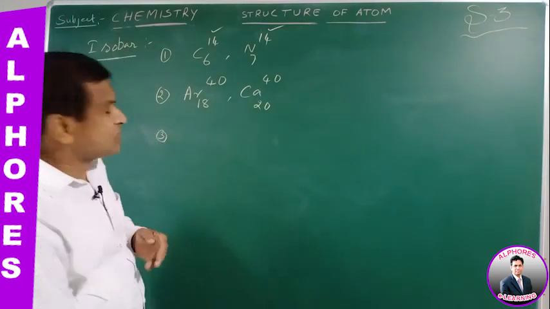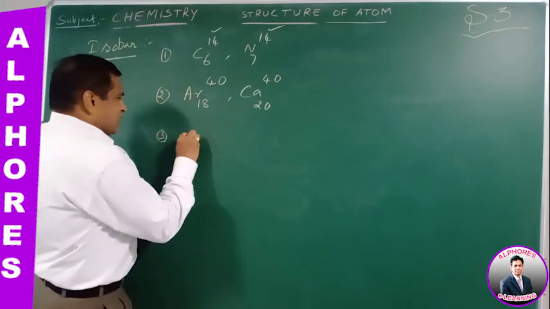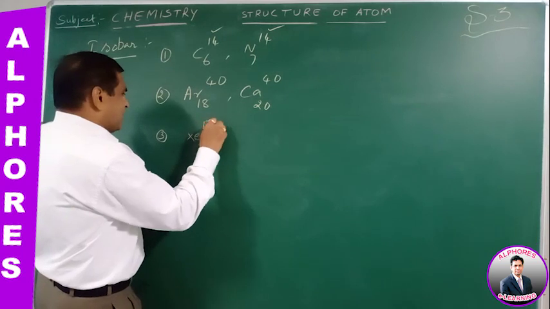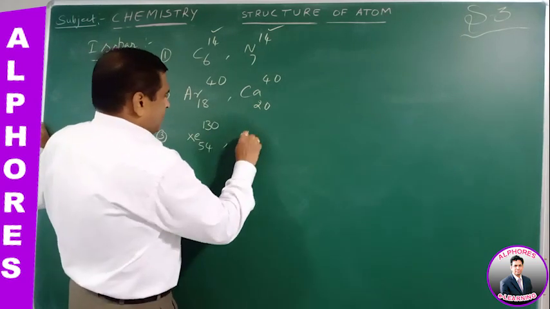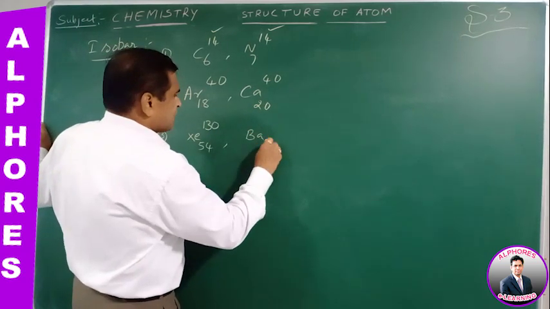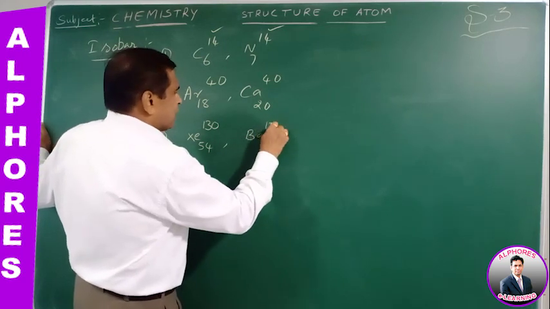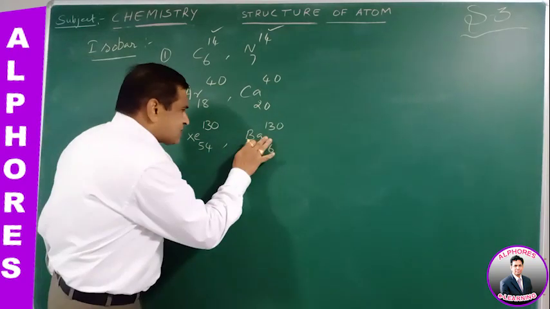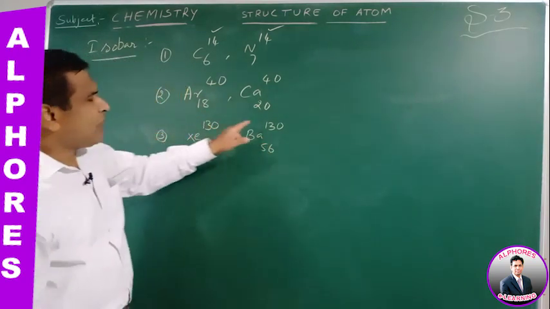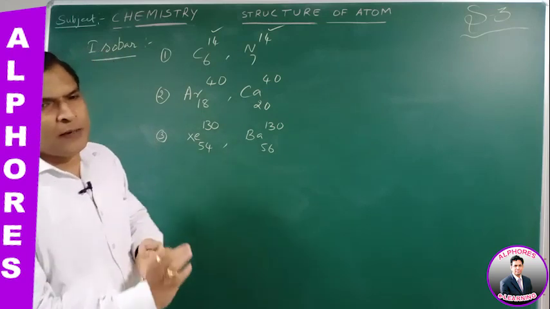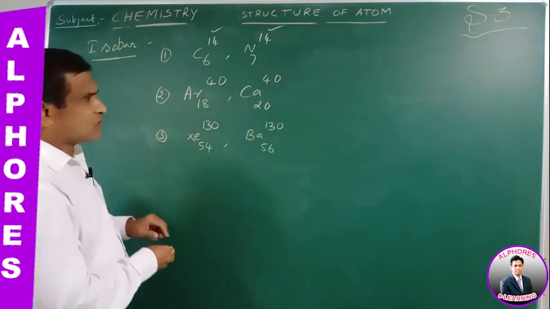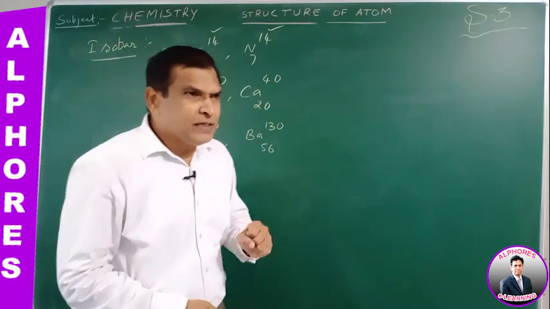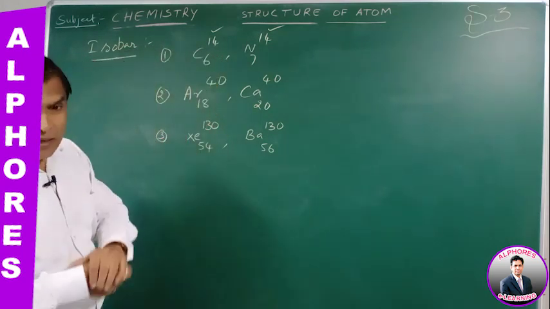One more example: xenon, atomic number 54, mass number 130, and barium, atomic number 56, mass number 130. This pair is also considered as isobars because their mass numbers are identical. So we completed isotopes, and now isobars are completed.